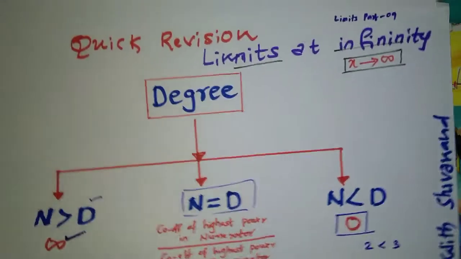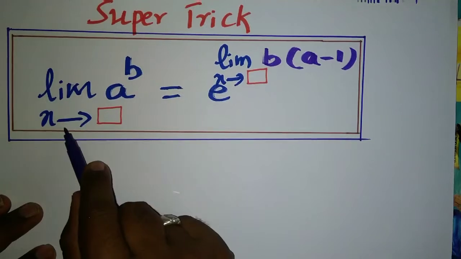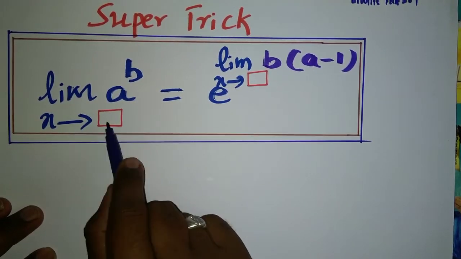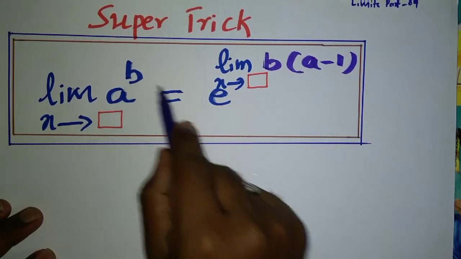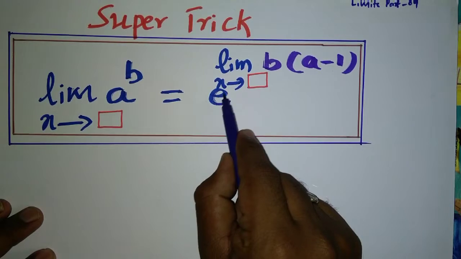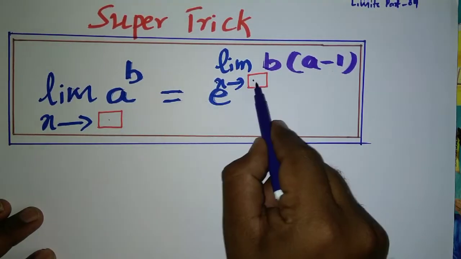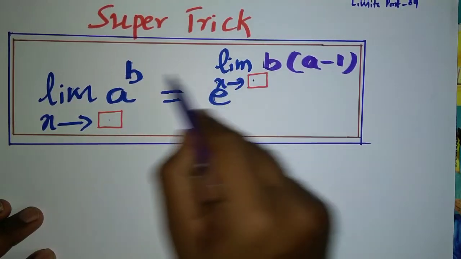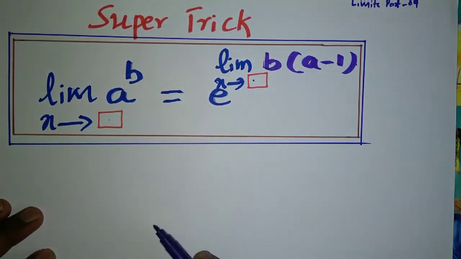Now let me begin with today's concept, students. Today's concept is a very super trick. The trick is: limit x tends to a, where a might be 0 or infinity, whatever it might be, of (something) raised to b is equal to e to the power of limit x tends to the same a, where b is multiplied, b into (a − 1). Keep the formula in mind.